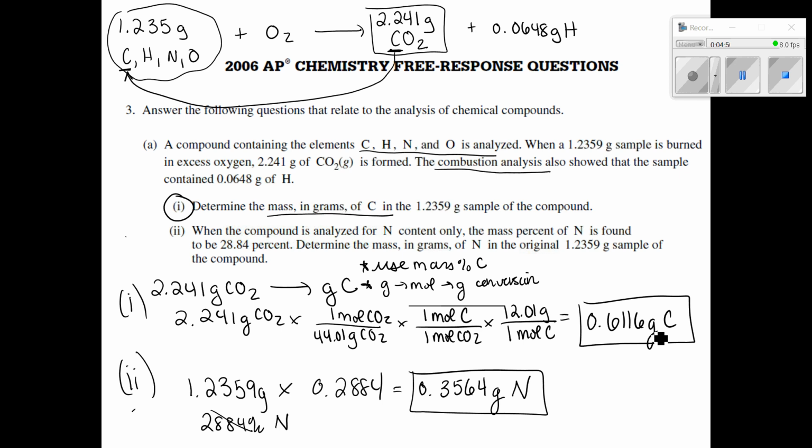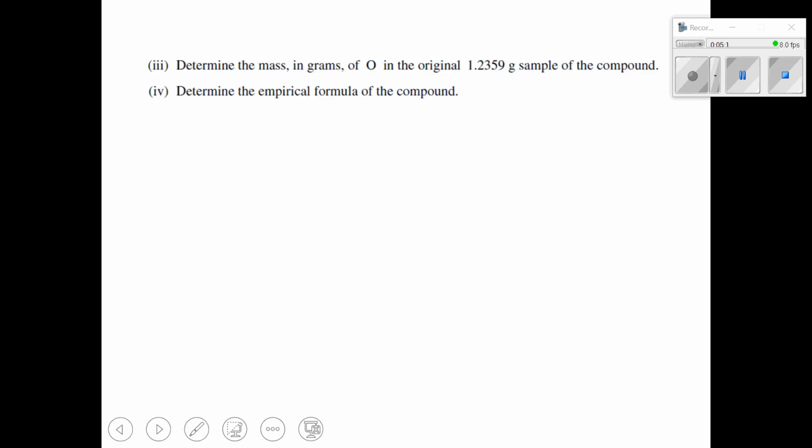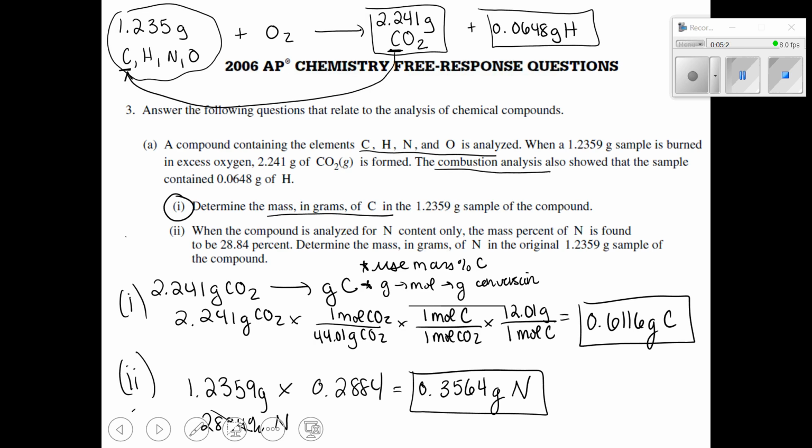So now we know the grams of carbon in our sample. We also know the grams of nitrogen. And remember, they told us the grams of hydrogen, so it looks like we're creeping towards being able to determine a chemical formula here. So let's look at the next part of this question. The next part is to determine the mass in grams of oxygen in the original sample. And one thing I want to caution you against is it might be tempting for some of you to say, oh, I can find oxygen using the CO2 number, just like I did for the carbon. The problem with this is that your oxygen actually has more than one source.